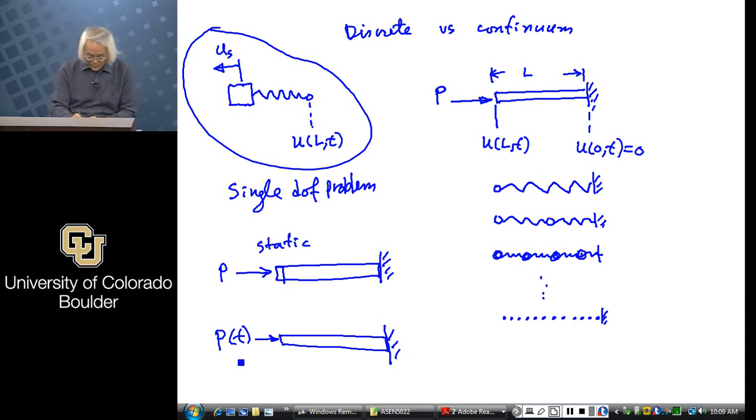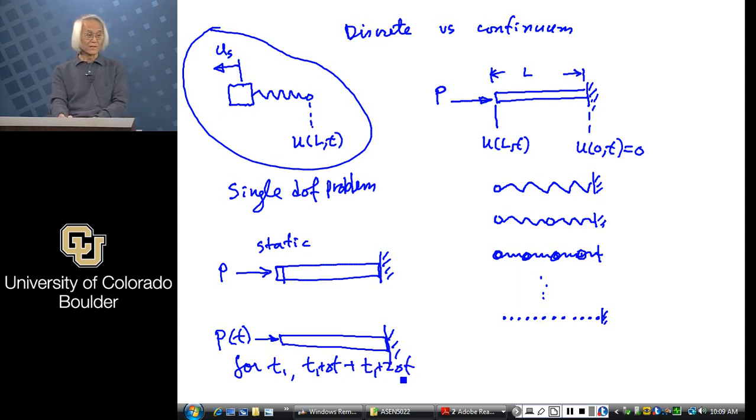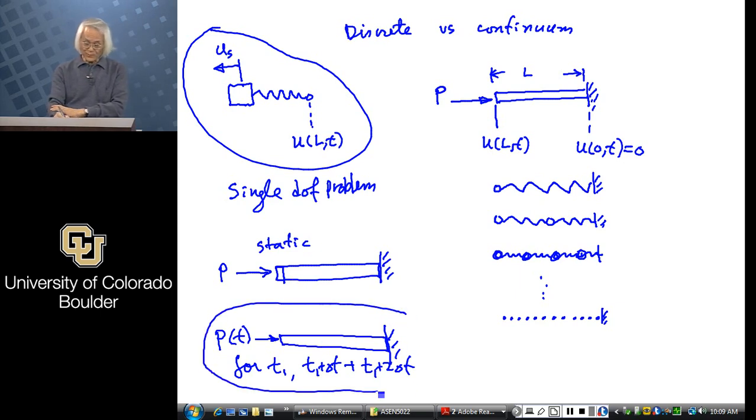So for t1 plus delta t, t1 plus 2 delta t, the solutions change. Okay? Whereas in the static case there's only one solution. And this is why even the simple vibration of a continuum bar is not as simple as the static solution of a continuum bar.